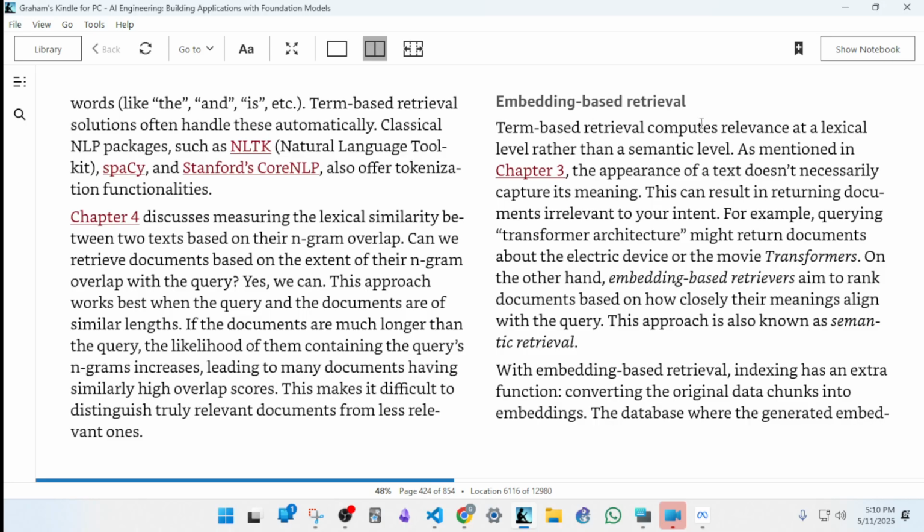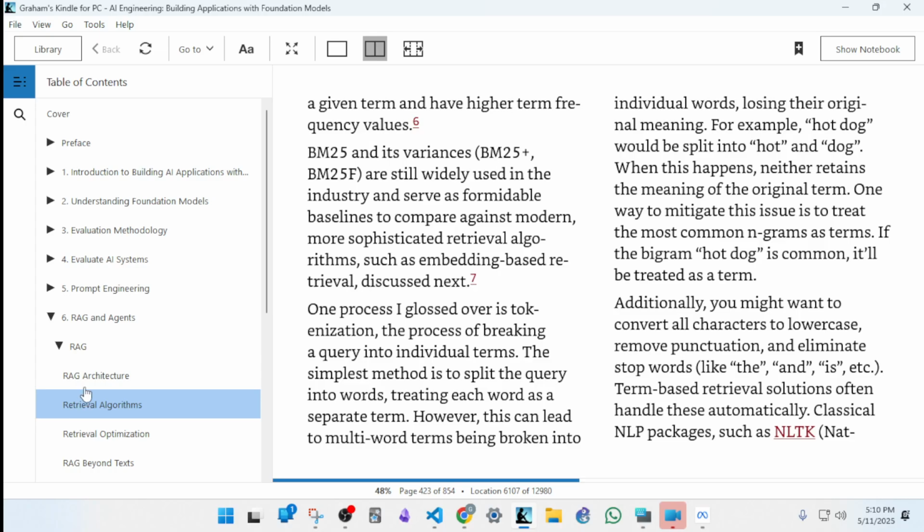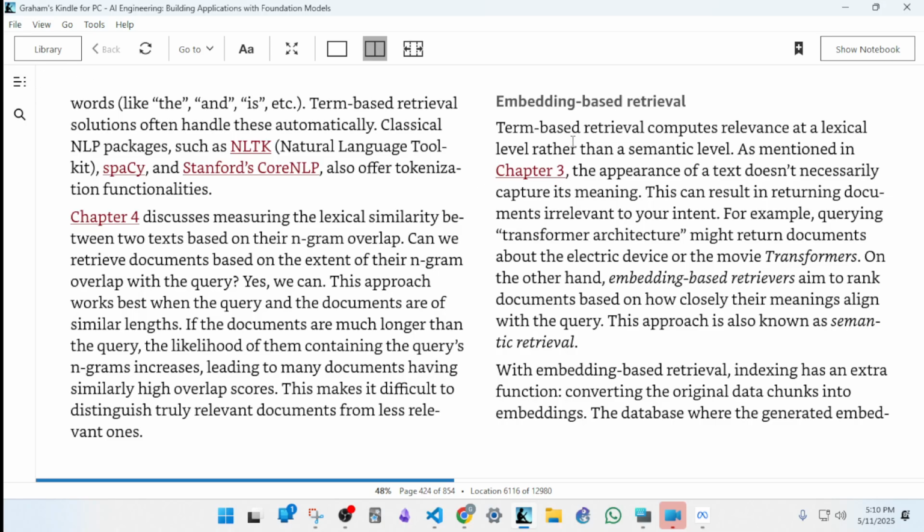Term-based retrieval computes relevance at a lexical level rather than a semantic level. So we're talking about RAG and agents, different forms of retrieval, which of course matters a lot because retrieval augmented generation requires actually retrieving the things you're using to augment the generation. So having that done in the best way possible matters a lot.